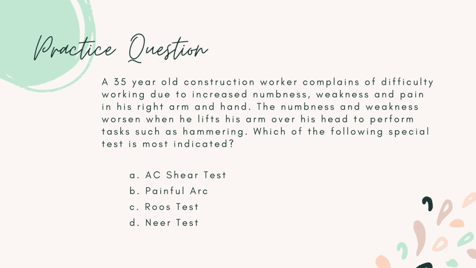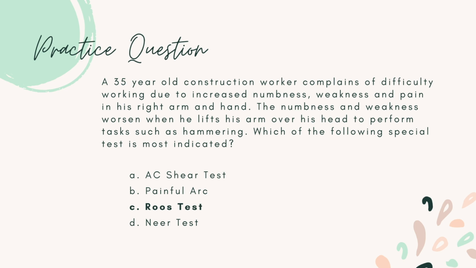Please pause if you're not ready to review. So this case is very clearly saying nerve issue related to thoracic outlet syndrome, and what screams that is the numbness, weakness, pain in the arm and the hand. So we need to determine which of these tests is for thoracic outlet. The AC shear test, it's kind of in the name, so the AC shear test is for the AC joint. B, painful arc is for impingement or AC. D, the Neer test is for impingement. So C, the Roos test is the best answer.